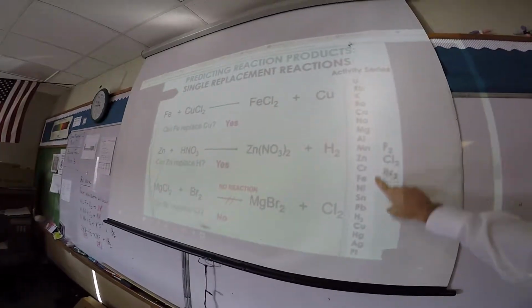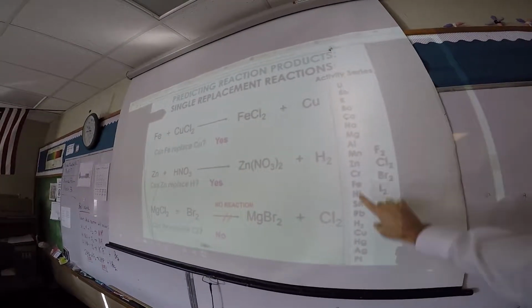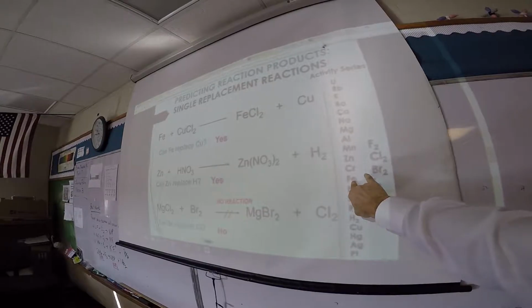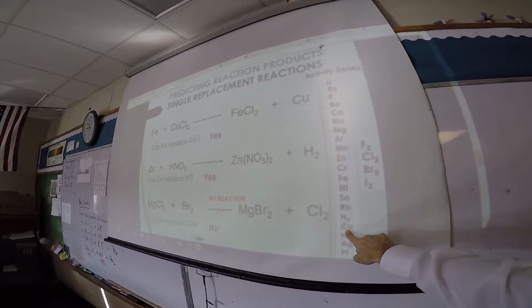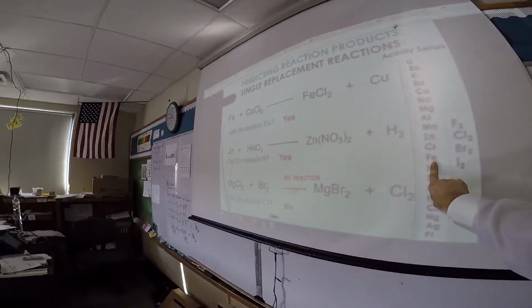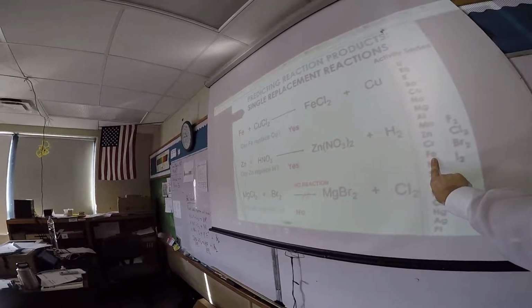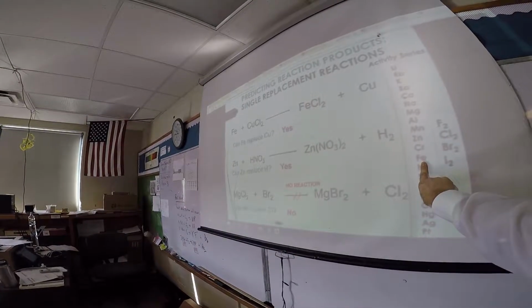At the chart here, I find iron. Iron is right here, and is copper above it? Copper's below it. So iron, I'm going to underline iron. I always underline the one that's more reactive. Why do you underline the one that's more reactive?